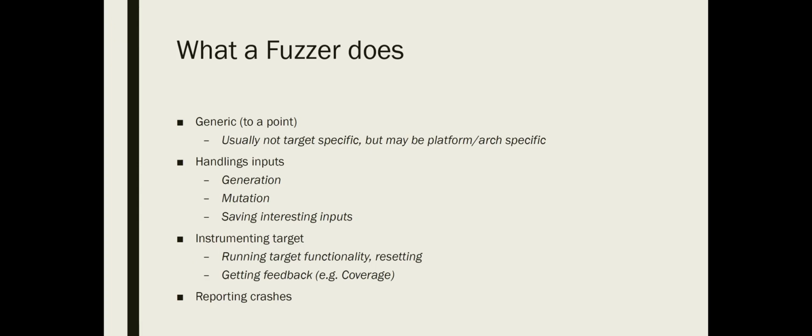To reiterate, a fuzzer is generic, usually to a point, and may be specific to a platform like Windows or an architecture like x86, but it's usually not target specific, like for PDF parsers only, or for network parsers only. It'll handle input generation, mutation, and saving interesting inputs, as well as instrumenting the target to get coverage feedback, and also to reset the target or loop the target parsing functionality. And obviously, it should also handle catching and reporting crashes, or timeouts in the case where you're looking for infinite loops.